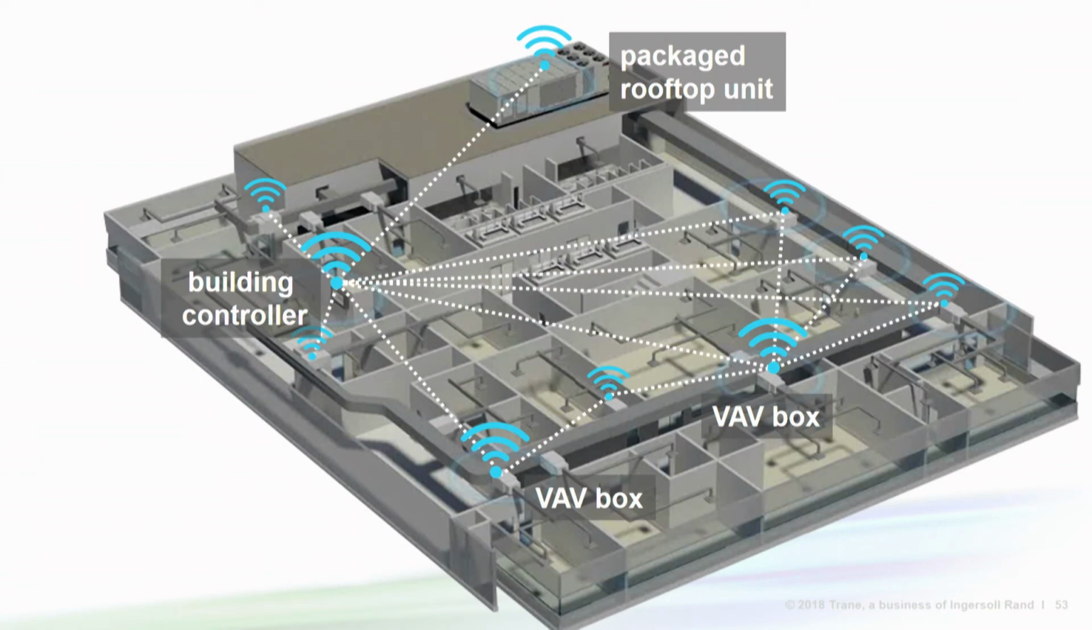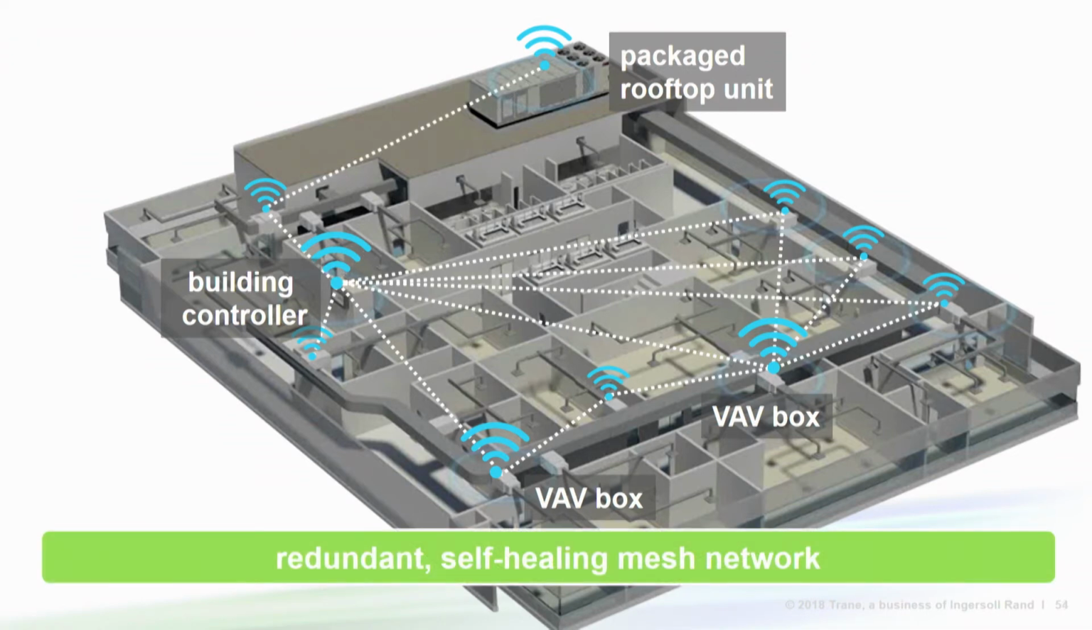To demonstrate, here's an example building with a rooftop VAV system. Note the wireless communication path between the rooftop unit controller and the building controller, and also the paths between the VAV box controllers and the building controller. Whenever a faster or stronger path is available, the network automatically reroutes the message. In this case, the wireless signal from the rooftop unit is routed to the nearby VAV box onto the building controller. So with mesh networking, it's possible to have higher levels of reliability than conventional wired systems.